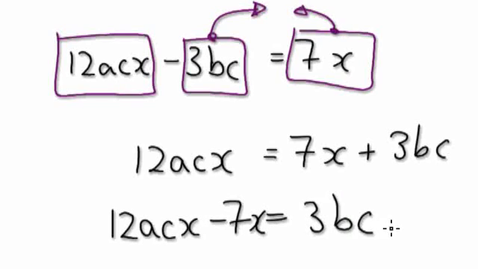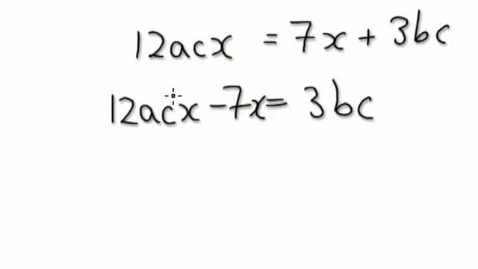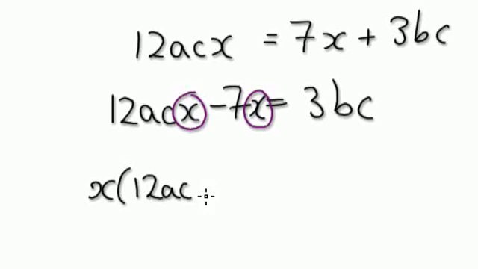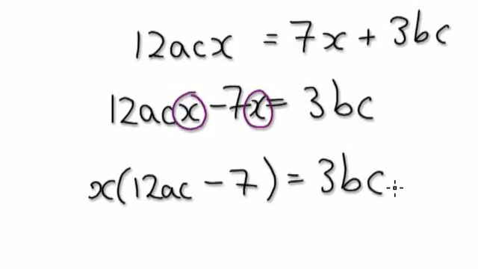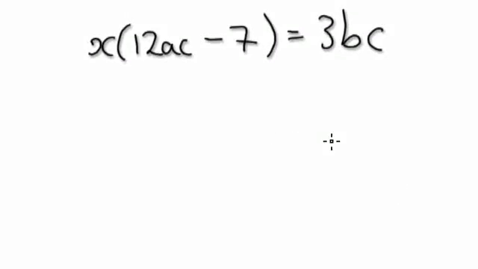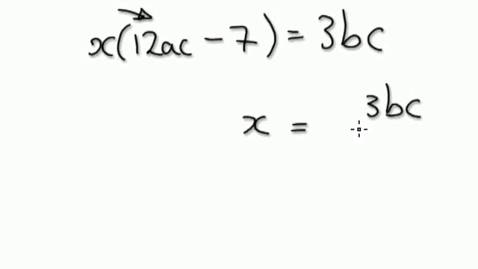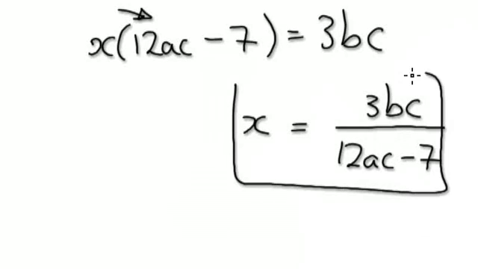equals 3bc. Now you can factorize: you've got x here and you've got x here. So let's factorize: x bracket 12ac take away 7 close bracket equals 3bc. Now divide both sides by the big bubble here. So this will be x, and this will be 3bc over 12ac minus 7. So x is now the subject.